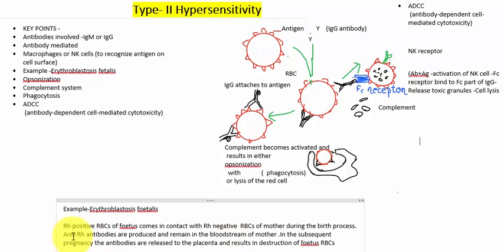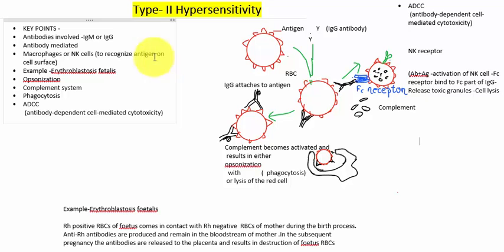After that, the anti-Rh antibodies are produced, and they remain in the bloodstream of the mother. So in the next subsequent pregnancy, the antibodies present in the bloodstream are released to the placenta and result in the destruction of the fetus's RBCs. So this is all about the type 2 hypersensitivity reaction.